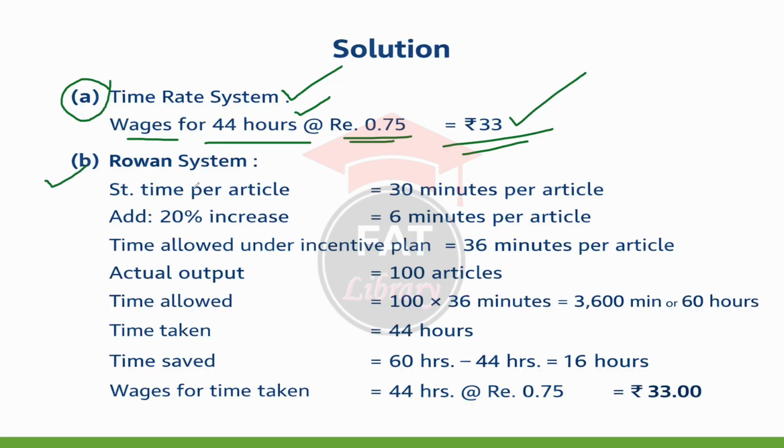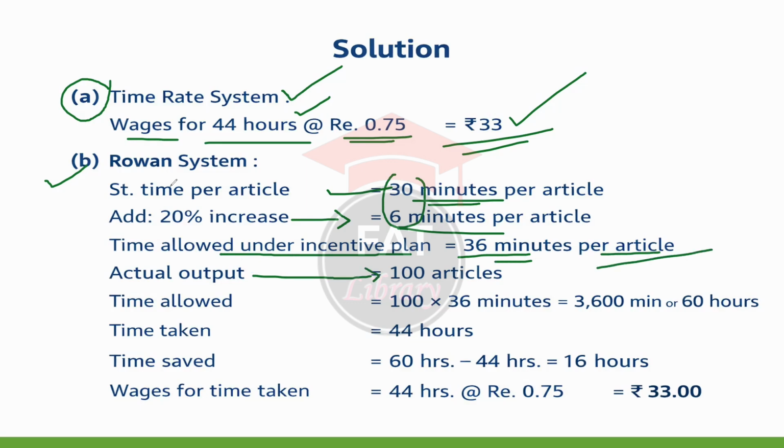Next come to the Rowan system. Under Rowan system, we consider his wages and with that the bonus also we will add. So we calculate the total earnings by considering his wages and also the bonus. How to calculate it? The standard time per article they have given is 30 minutes, right? They have increased the time by 20%, that is nothing but 6 minutes. That means now the total time allowed under the incentive plan will be 36 minutes per article.